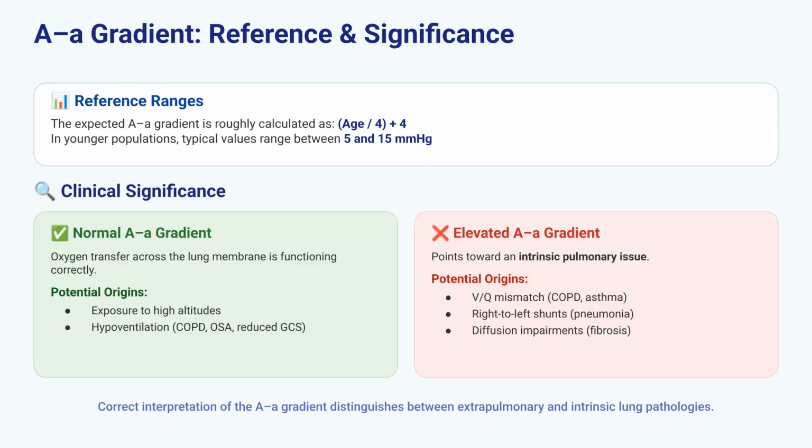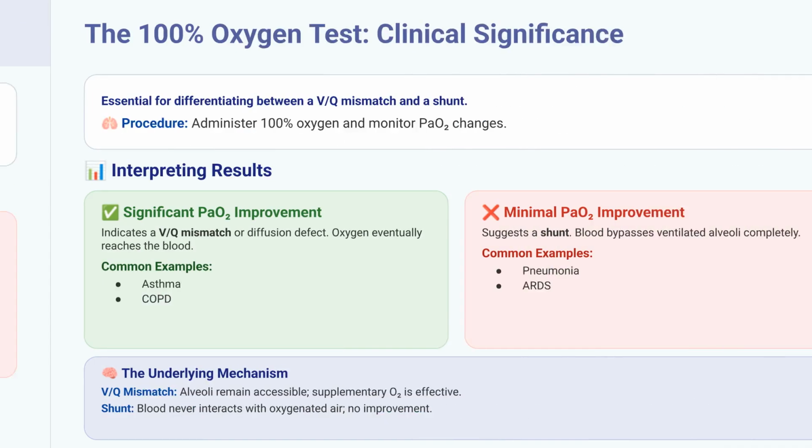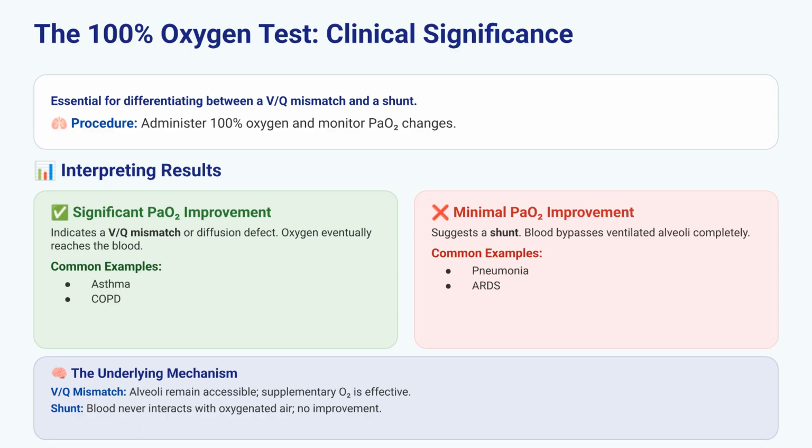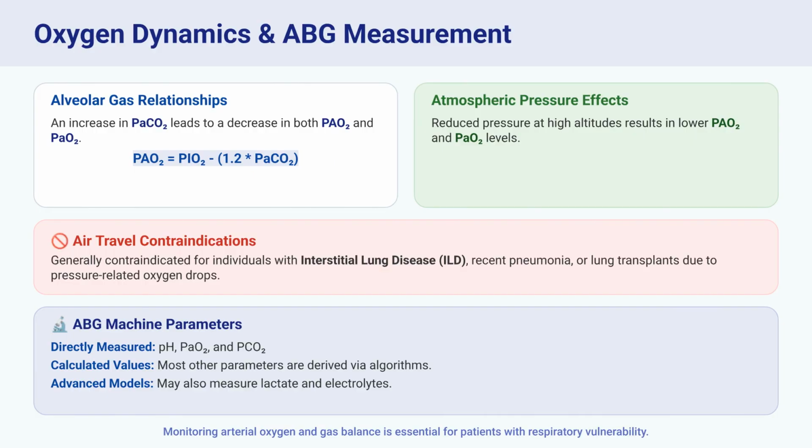A normal gradient suggests correct oxygen transfer, while an elevated gradient points to an intrinsic pulmonary issue, such as VQ mismatch or shunts. The 100% oxygen test differentiates a VQ mismatch from a shunt. Significant improvement in PaO₂ indicates a VQ mismatch, where alveoli are accessible. Minimal improvement suggests a shunt, where blood bypasses ventilated alveoli completely. Alveolar gas relationships show that increasing PaCO₂ decreases PAO₂ and PaO₂. Reduced atmospheric pressure at high altitudes also lowers oxygen levels.